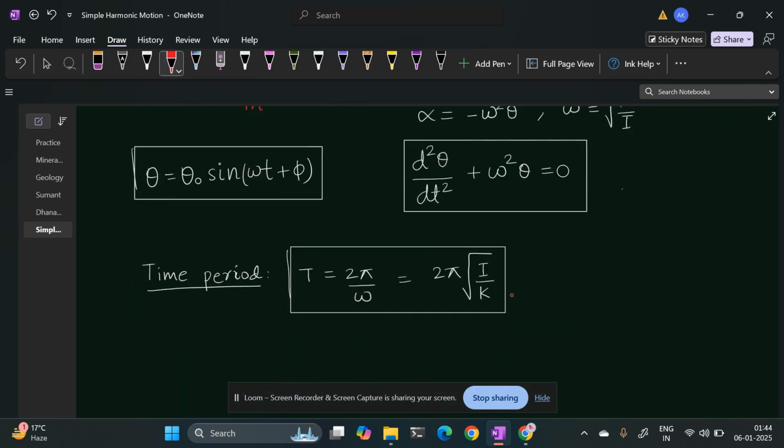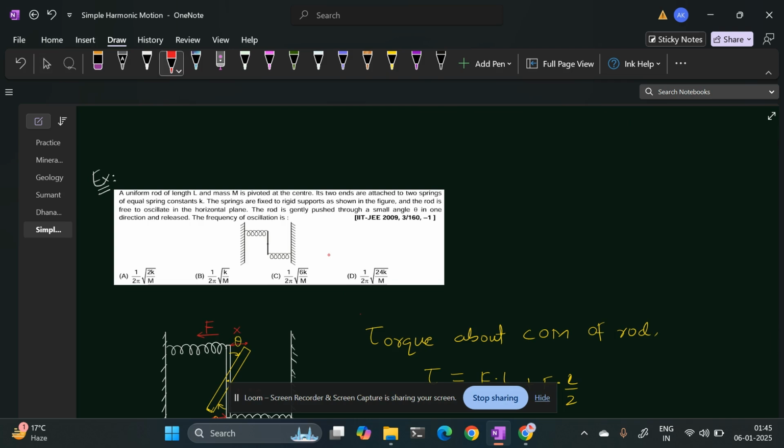So from here we get the differential form of angular SHM, and we will also see this type of equation. This is the general solution of this equation. Once we get the angular frequency, we will get our time period, that is 2 pi by omega. So this problem came in JEE Advanced in 2009.